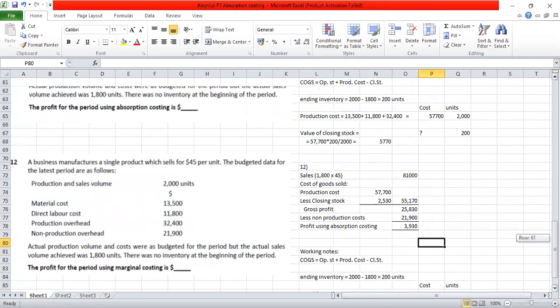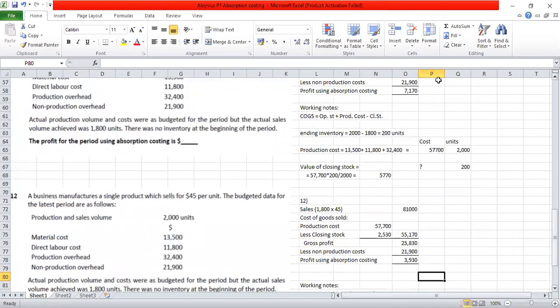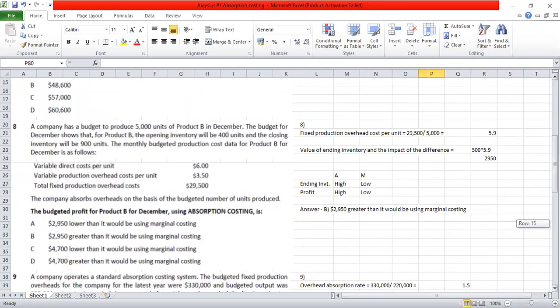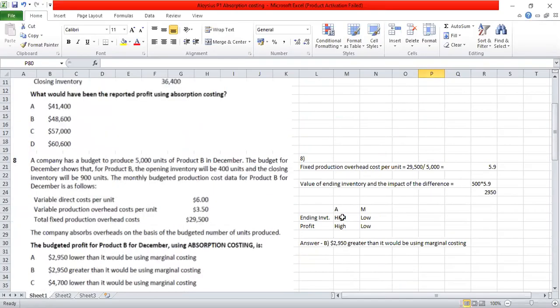So we see the difference between these two methods. Absorption costing has a higher profit of 7,170. Marginal costing has a profit of only 3,930. Do you see the difference? Absorption costing gives a higher profit, marginal costing gives a lower profit. So we were trying to understand the difference here in question number 8 also. Ending inventory, because it is high, profit also would be high. Marginal costing, profit would be low. So that is what we were trying to figure out.